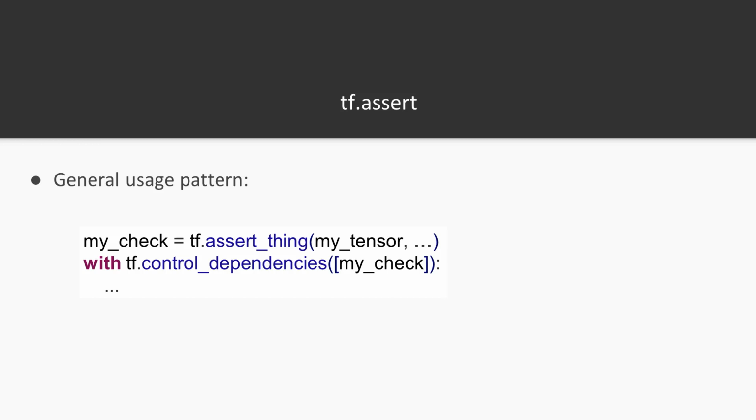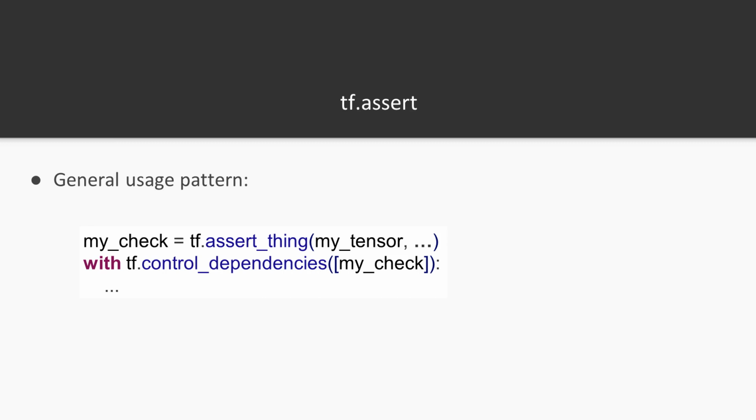On this slide, I've shown the general usage pattern that you'll see when using the tf.assert functions. You use it to check some condition is true, which is what myCheck represents. Assert thing is not a real function, if you were wondering. Then you'll typically enter a with tf.control_dependencies block, where myCheck is the dependency, and this means that the code will not execute any further during runtime if the assert is violated, and an exception will be raised.